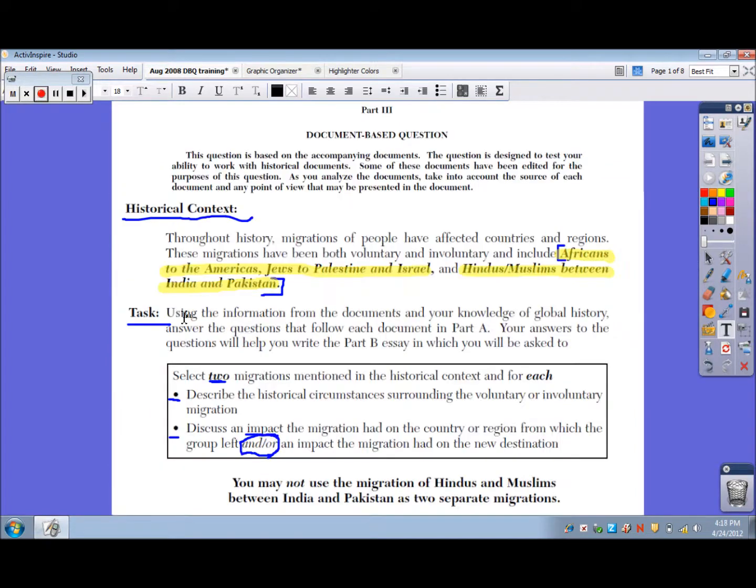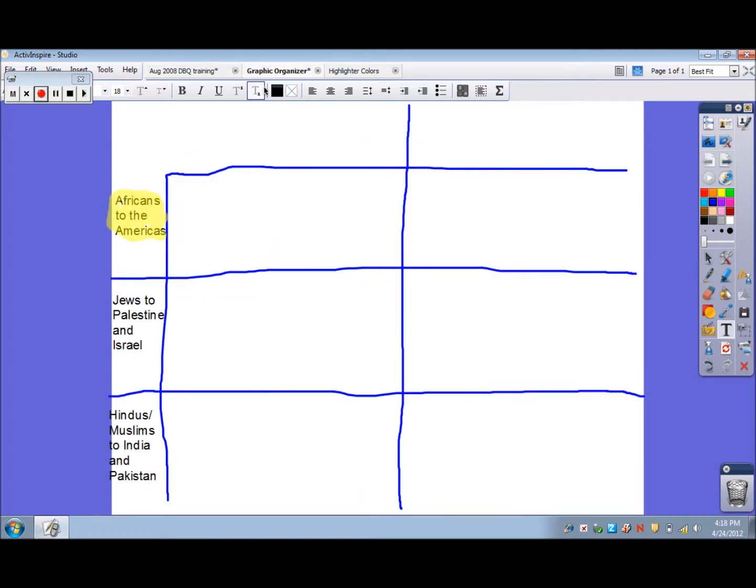So the first bullet says, describe the historical circumstances surrounding the migration. So we'll go ahead and write that in together. I'm going to write down describe historical circumstances surrounding the migration. Remember, migration means to move to another place, like birds moving south for the winter.